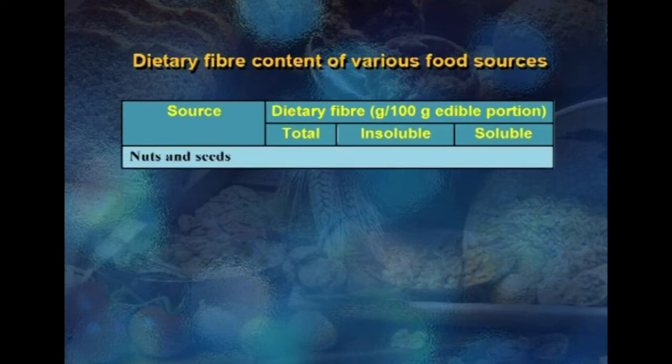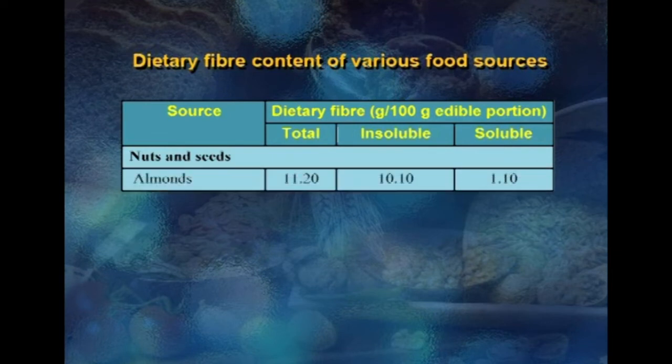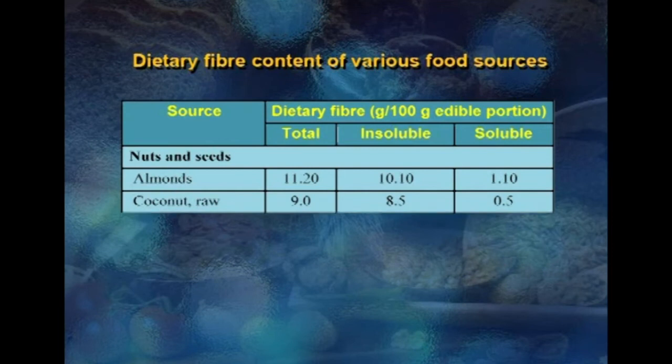They are again good sources of dietary fiber. Almonds, every 100 grams of almonds has got 11.2 grams of dietary fiber with 10.1 as insoluble dietary fiber and 1.1 gram soluble dietary fiber. The raw coconut also serves as a very good source of dietary fiber with 9 grams for every 100 grams of edible portion, out of which 8.5 is insoluble and 0.5 is soluble fiber.